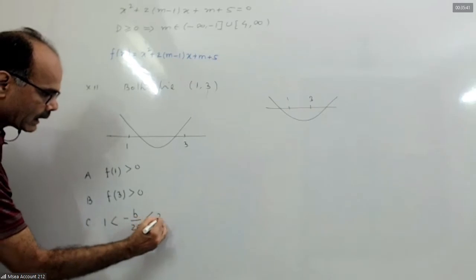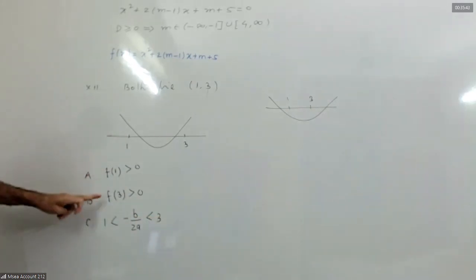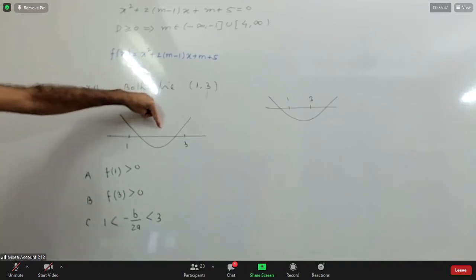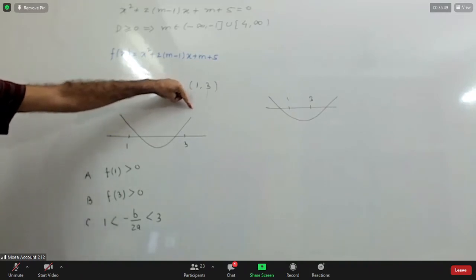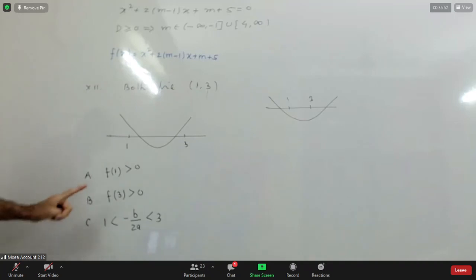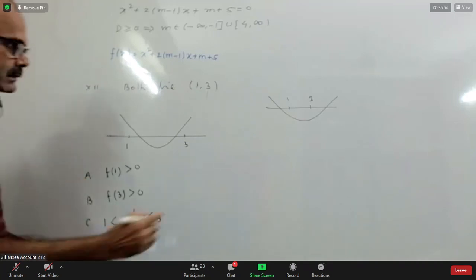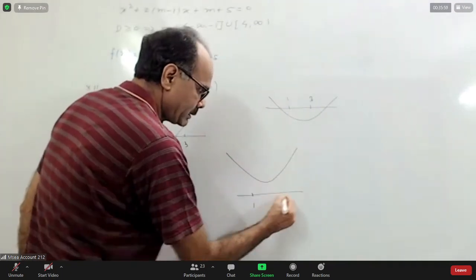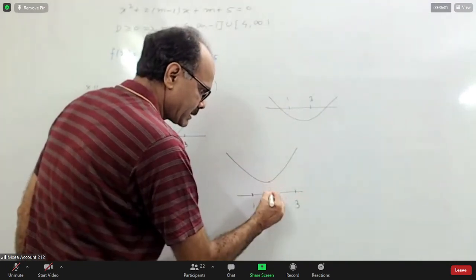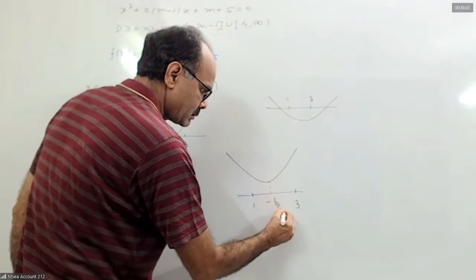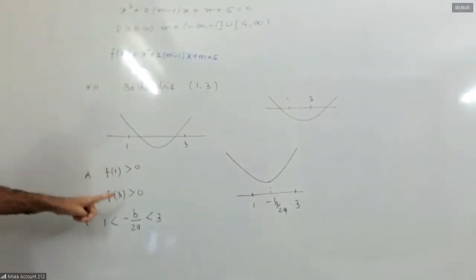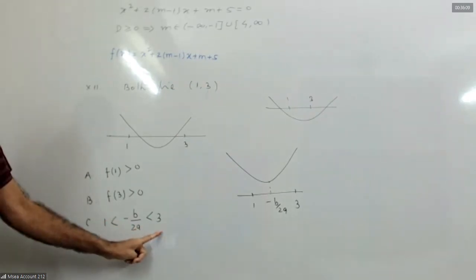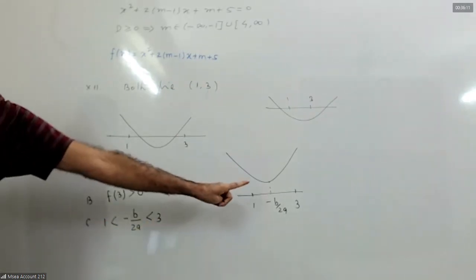Now think, under these three conditions, other than this, what are the possible graphs? B square minus 4AC should be greater than 0. Under these three conditions, the possible graph is this also. This is 1, this is 3, this is minus b by 2a. F1 positive, F3 positive, and minus b by 2a is in between 1 and 3. But roots are not real.